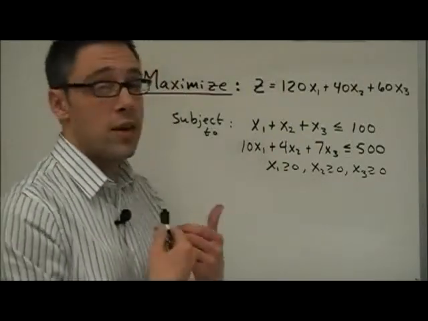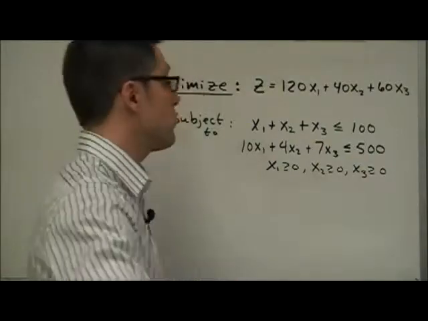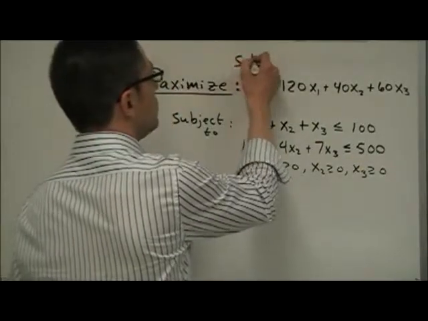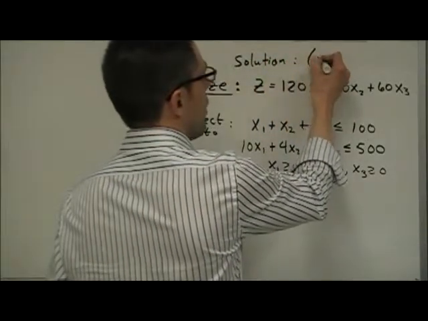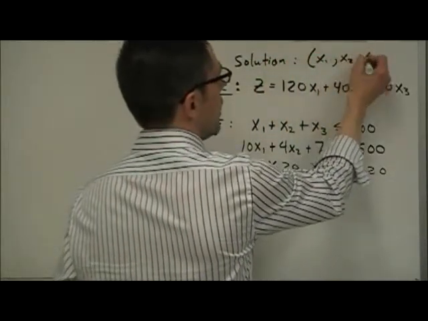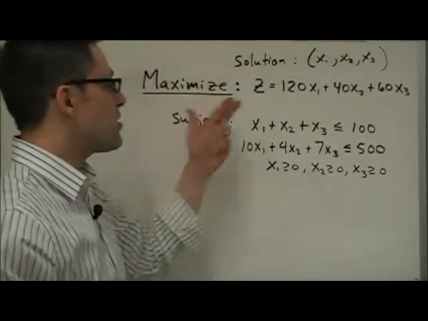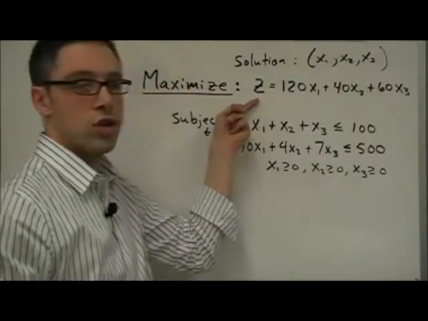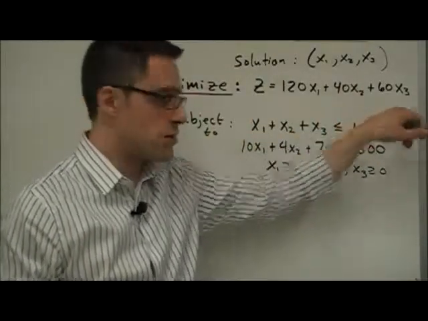And so the solution, instead of an ordered pair, is going to be an ordered triple, x1, x2, and x3. It's going to be some ordered triple that, in fact, maximizes this function. It's a function of all 3 of these variables, x1, x2, and x3.